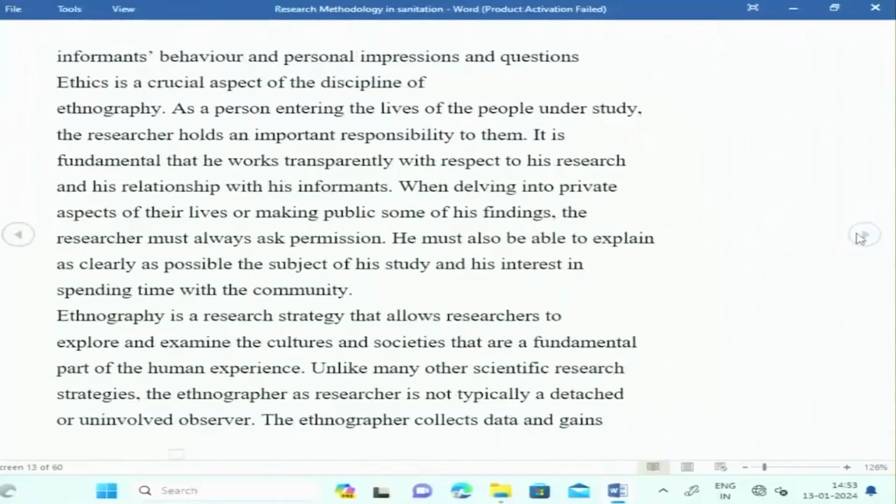And for that, we have to see that the behavior and the personal impression, and also the ethical aspect with regard to the discipline, are going to be quite crucial whenever we speak about ethnography.